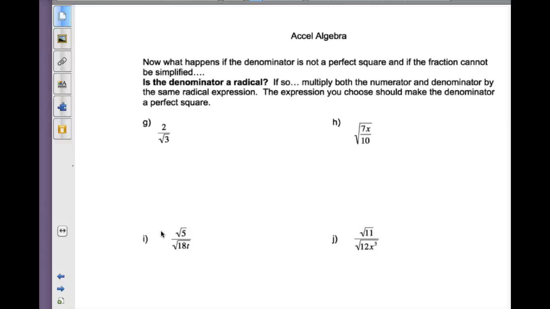Here's what you're going to do. You're going to multiply the numerator and the denominator by the same radical expression. Believe it or not, guys, you're multiplying by 1 when you do that. The expression you choose should make the denominator a perfect square. So here's 2 over radical 3. We cannot have that. Can't have a radical in the denominator, because you can't divide by irrational numbers.